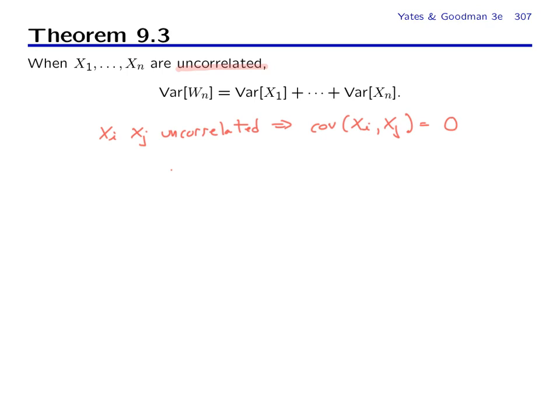One more thing to keep in mind is that if each pair, xi and xj, are pairwise independent, then xi and xj are indeed uncorrelated. And then the covariance terms are zero, and the variance of the sum is the sum of the variances.